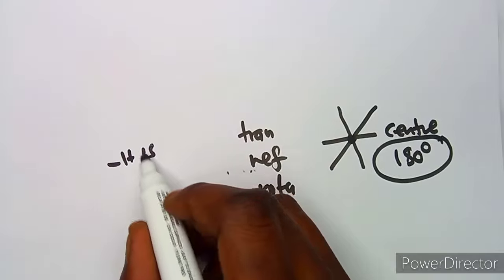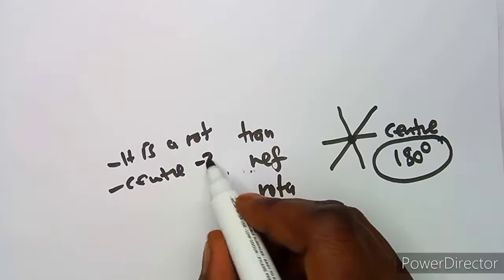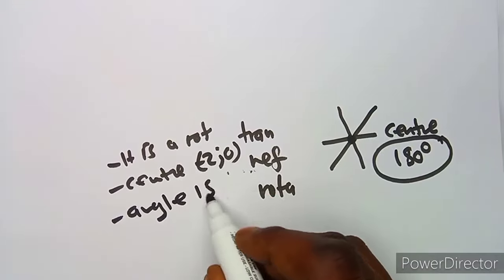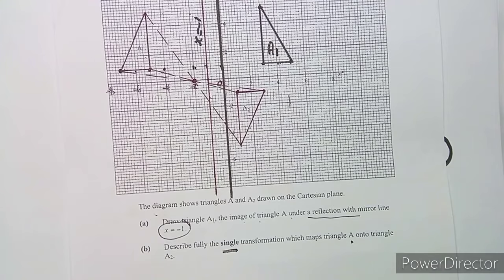So it is a rotation with center where these two meet at (-2, 0), and our angle is going to be 180 degrees. As we know, 180 is no clockwise or anti-clockwise, it's just 180 degrees. All right, from A to A2, that is what you had.